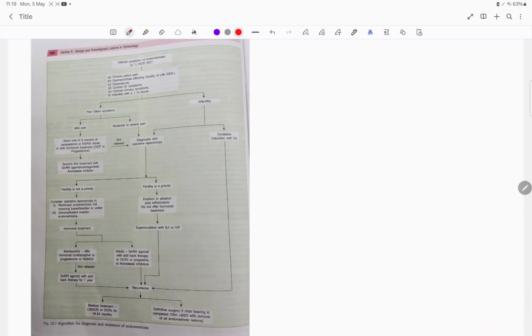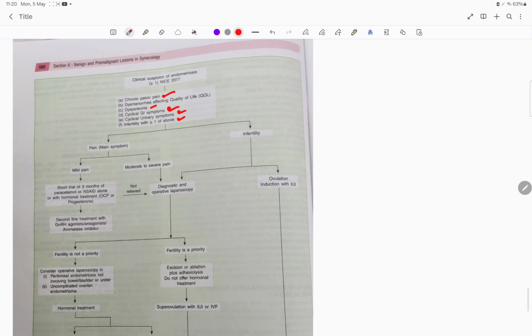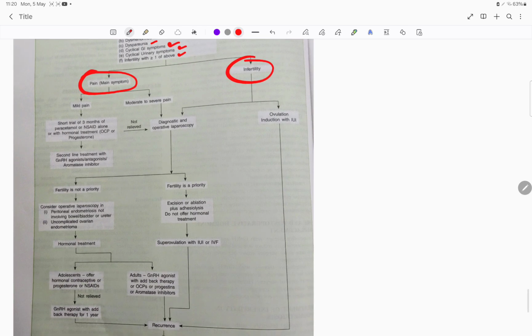Okay, so this is the flow chart for endometriosis. If there is clinical suspicion of endometriosis, that is chronic pelvic pain, dysmenorrhea affecting quality of life, as I told you, dyspareunia, GI symptoms, urinary symptoms, infertility. I told you the two major complaints of endometriosis are pain and infertility. If there is infertility, what will you do? You have to do a diagnostic and operative laparoscopy, and along with that ovulation induction should be done. IVF, IUI, any modality can be used.